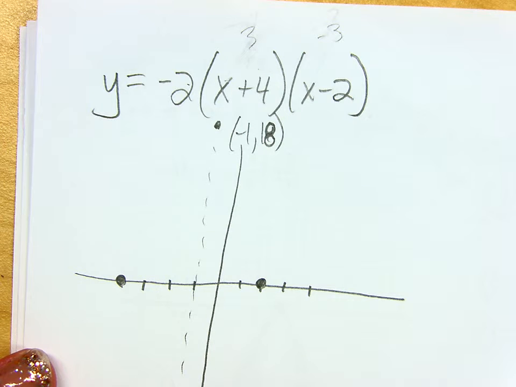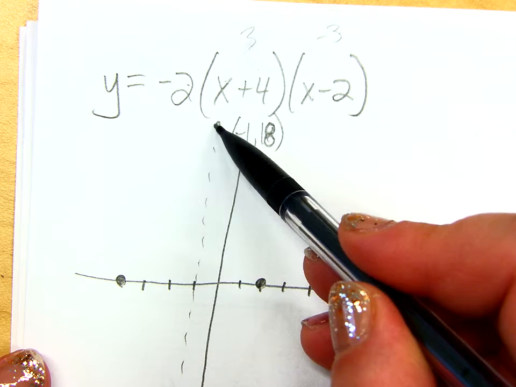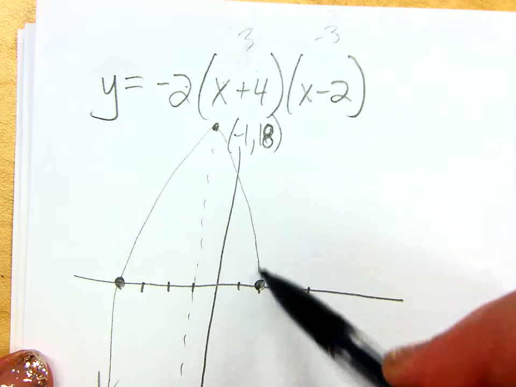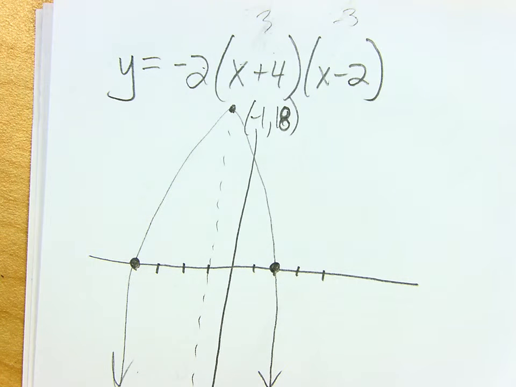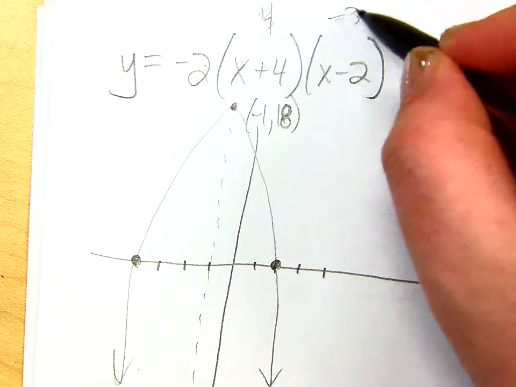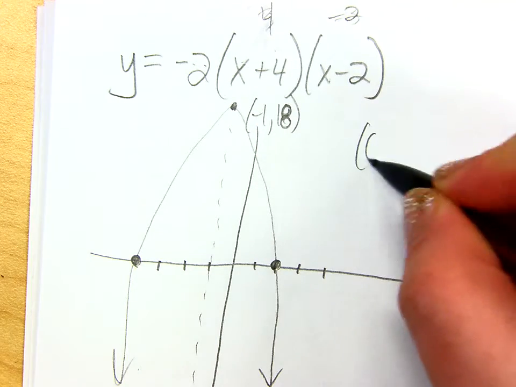So, is it down like a frown like we thought it would be? No, it's going to be down, right? Because it'll have to do this. If I want to find the y-intercept, let's plug in 0 for x. What would come out for y? That would be 4, -2, -8 times -2 is 16.